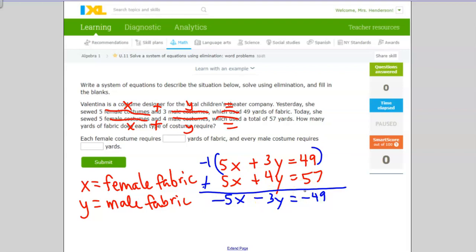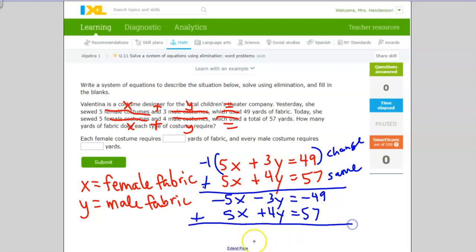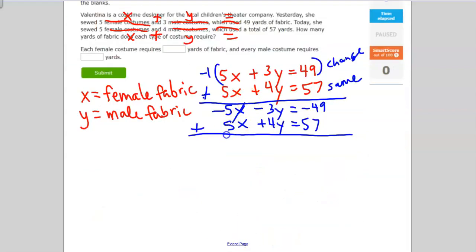So I'm going to change the first sentence, but I'm going to leave the second sentence the same. So here's my new system, and I just rewrote the second sentence without changing it. So I changed this one, but I kept this one the same. Now I'm ready to add them together. When I do that, I get no x's, I get 1 y, and I get 8 for my answer for y. So y is how much fabric it takes to sew a male costume.